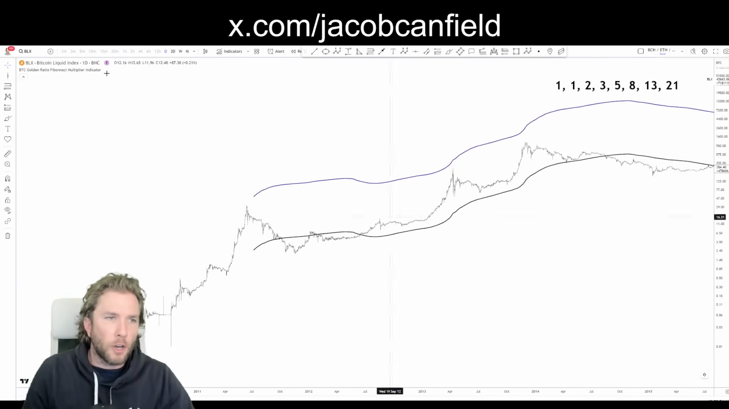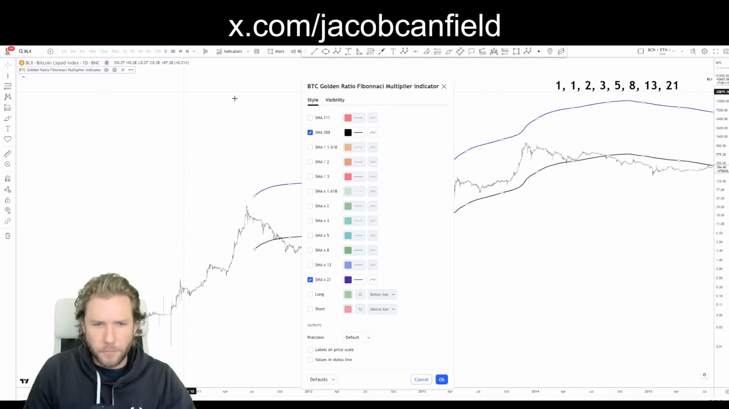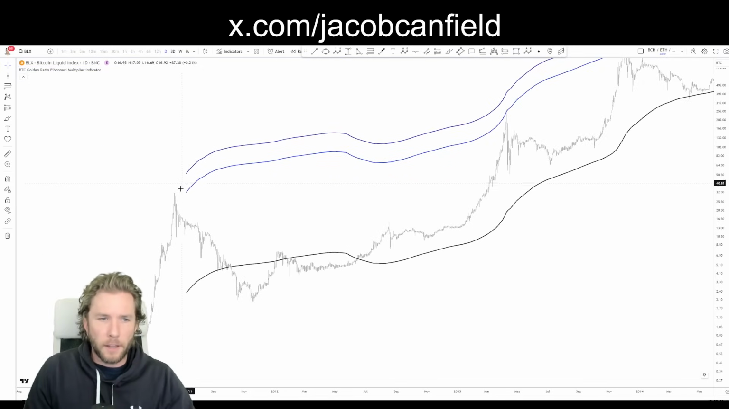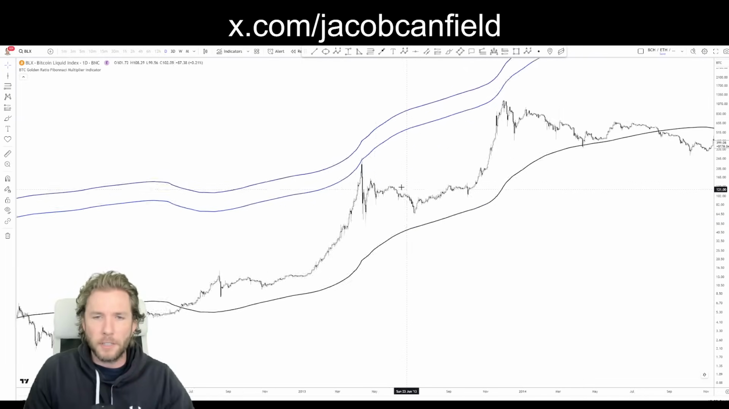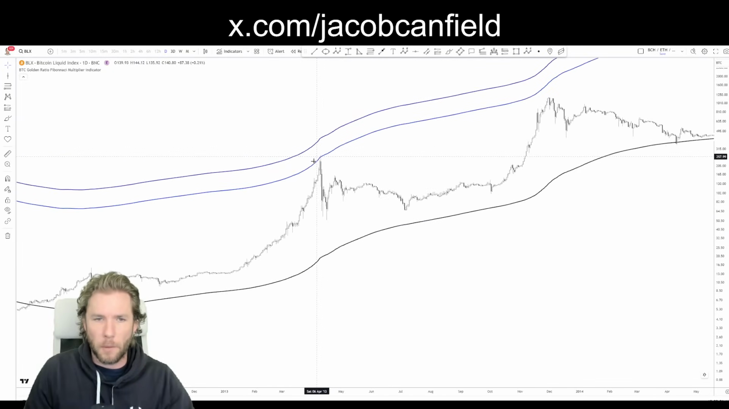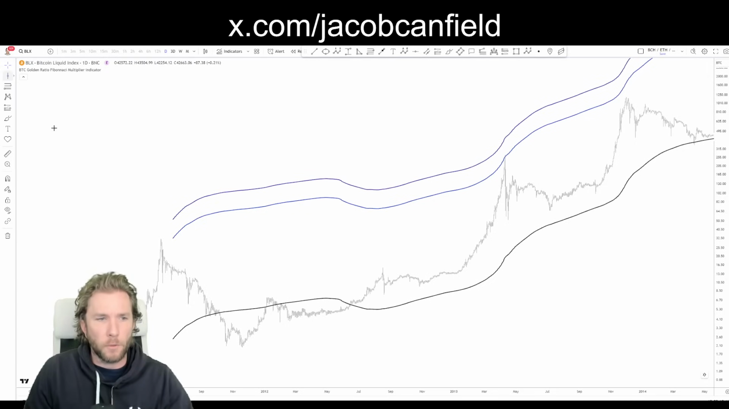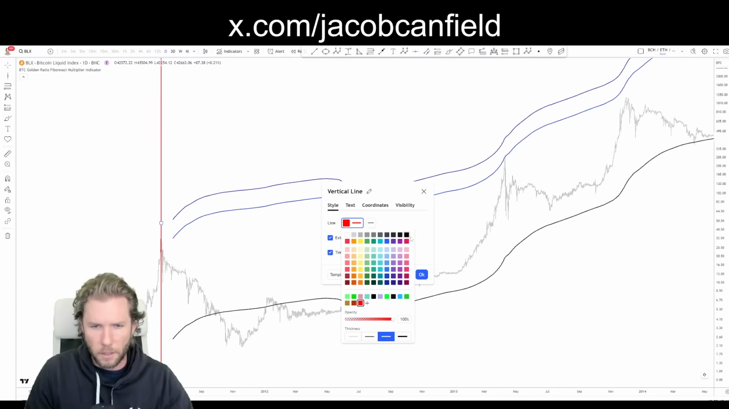Let's go back onto our indicator and turn on 13. This is where things get a little interesting. This one hit the peak here. The 13 period gave us a precise top here. Now you're kind of seeing a pattern. We can put little lines here to mark these, and we'll make them blue with thin lines.